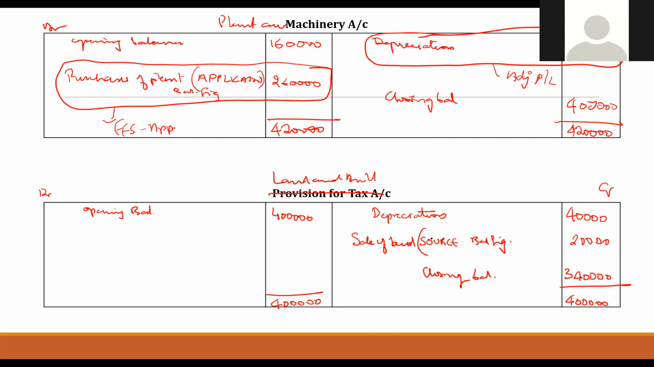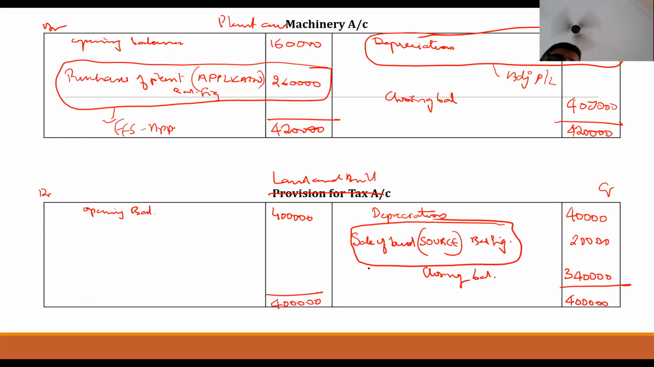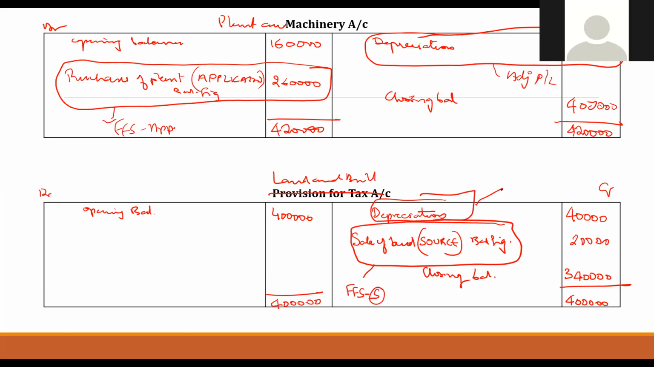This way you have to prepare accounts. So this source goes to the fund flow statement, source part. And depreciation goes to the adjusted P&L account. So this is the way we should do the adjustments regarding fixed assets.